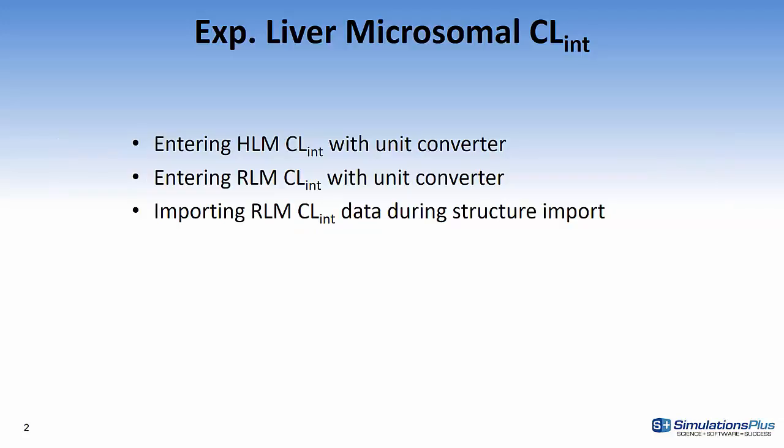The first two use the unit converter to enter the data. In the first one I'm going to use human species and human liver metabolism microsomal clearance data. The second one I'll use rat liver microsomal clearance data. And then in the third example, I'm going to create a file that contains rat liver clearance data that will be imported at the same time that the structures are imported.